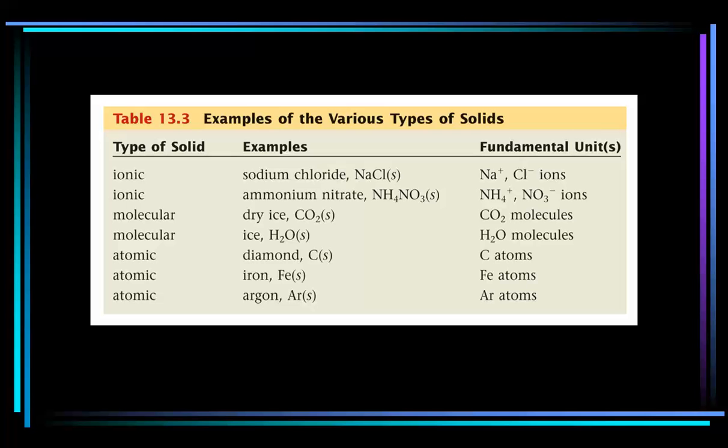So ionic would be sodium chloride, ammonium nitrate. Molecular would be CO2, H2O. Atomic would be carbon. Let's not call that atomic. Let's call that metallic. Metallic would be iron, and atomic would be argon.